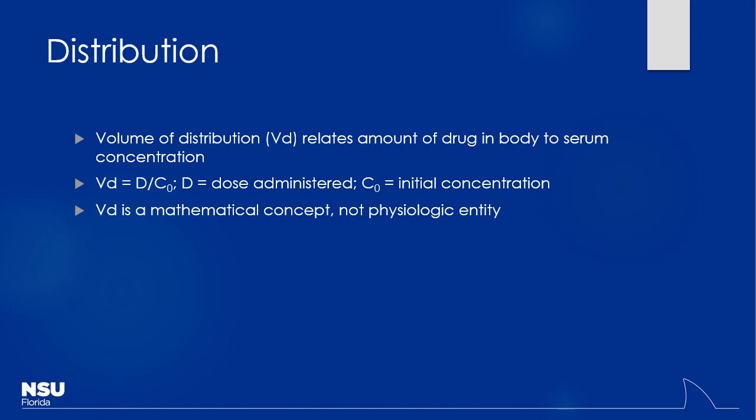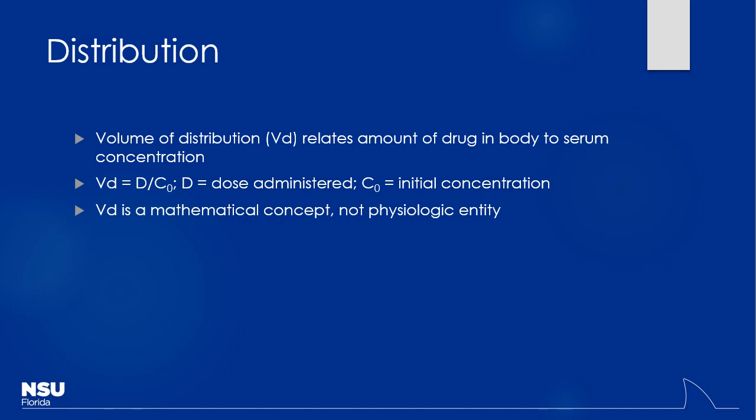Okay, and if you remember, how do we actually figure out what volume distribution is? Well, basically, it's the dose that we're administering to the patient divided by that concentration at time 0. Right? So again, the bigger the number, the bigger the volume distribution, the larger the area that these drugs are partitioning out into, which means that for a given dose, that C0 is probably going down.